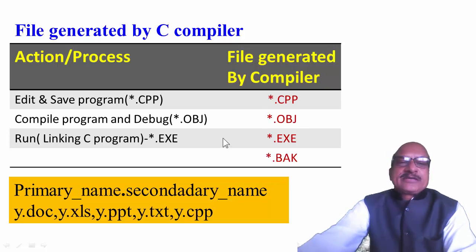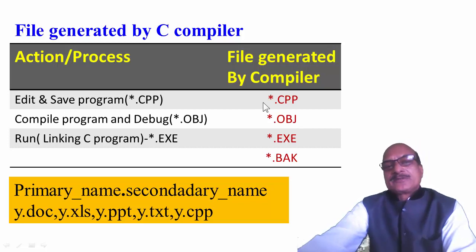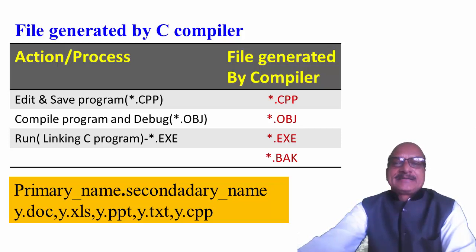Suppose I have saved the edited program under the name sum. Then the compiler will generate 4 files as sum.cpp, sum.obj, sum.exe and sum.back. Okay, so in C language programming, when you are using a compiler, the compiler will generate these 4 files.